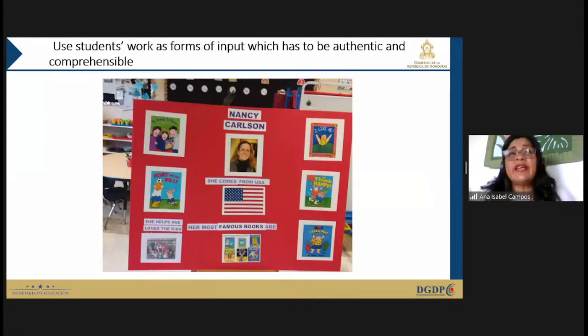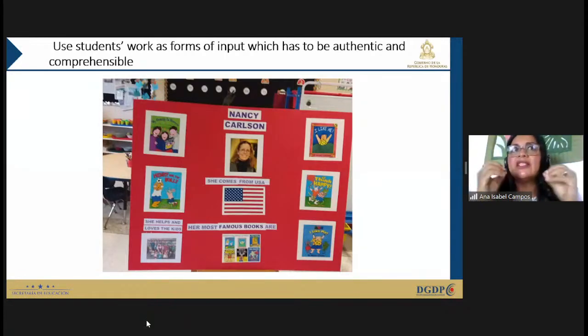Whatever they do, if they create a poster, if they create something, let's use that for wall decorations. I think that also helps a lot and gives students pride. They feel proud of what they do. They feel that what they do also is important, and it provides input. It's something that they can read aloud, that they can pass by and say, wow, this is Nancy Carlson, for example. She comes from the US, so they are using the language.